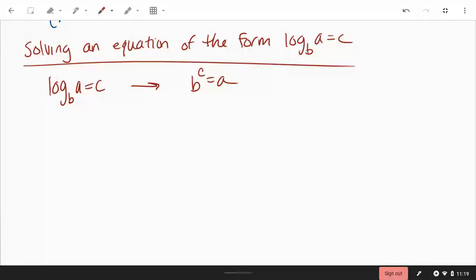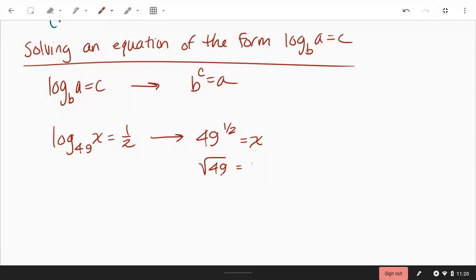Okay, so an example of this one, they have log base 49 of x is 1/2. So we're going to loop and swoop it. 49 to the 1/2 power is x. And we know that the 1/2 power is the same as the square root. So it's 7. Easy as that. We can do one more if you want.